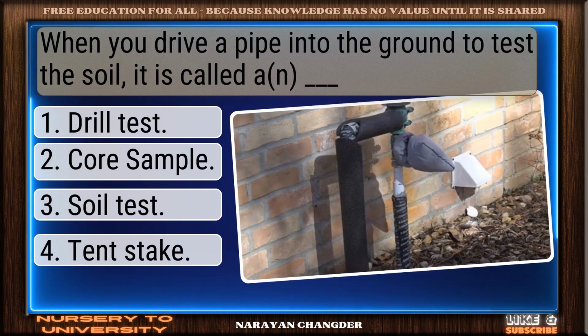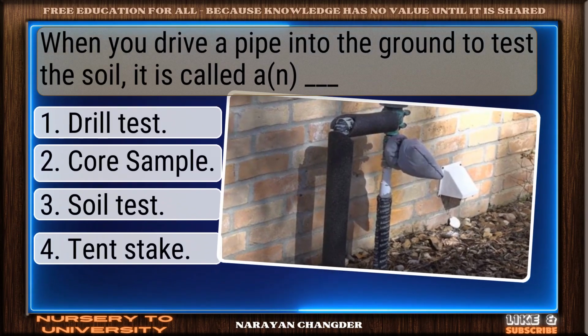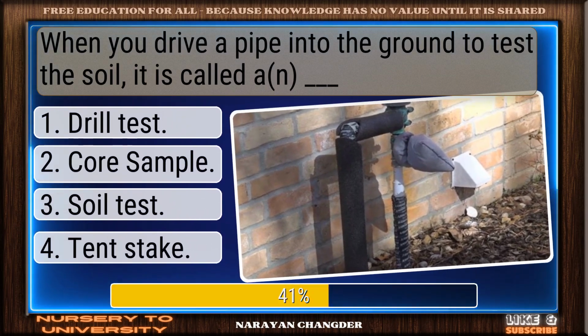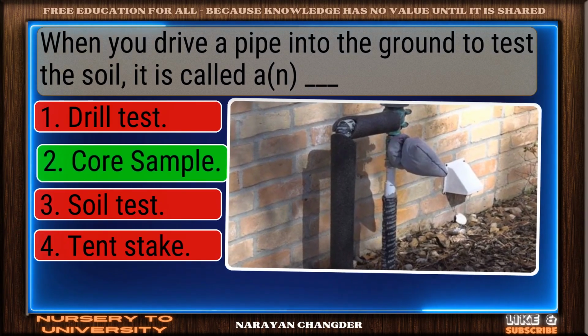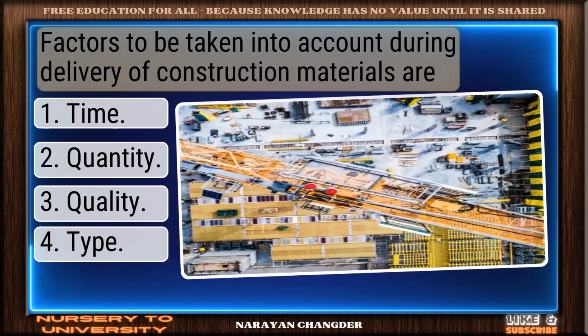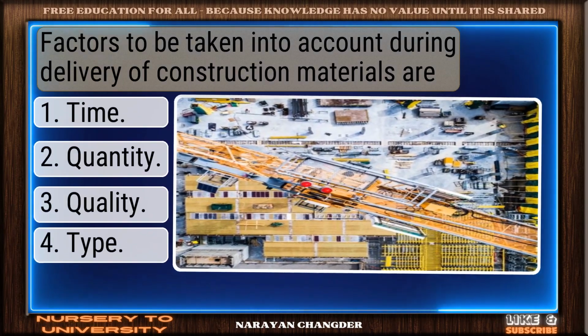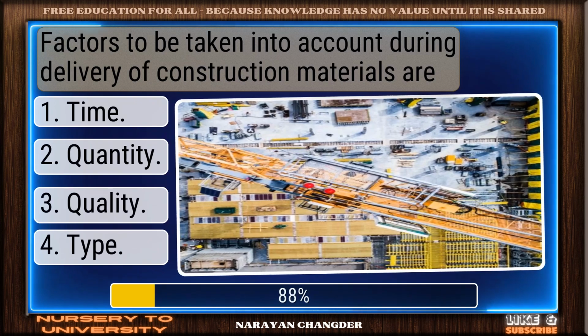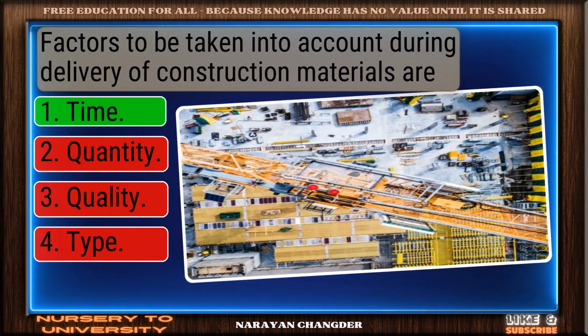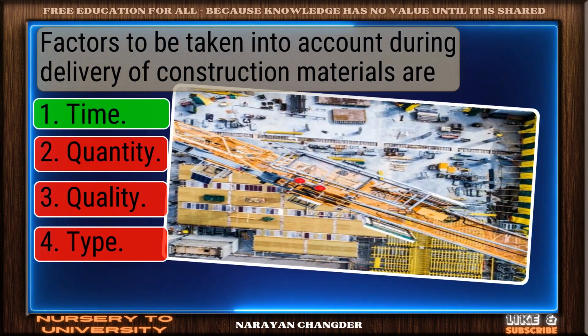When you drive a pipe into the ground to test the soil, it is called a dash. Smart move. Core sample is an accurate answer. Factors to be taken into account during delivery of construction materials are. Well reasoned. Time is the correct choice.